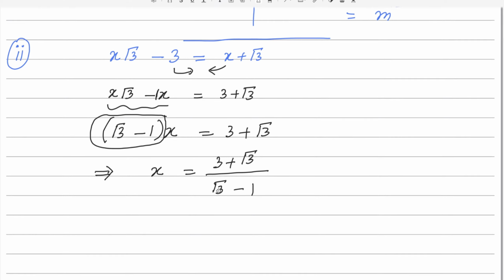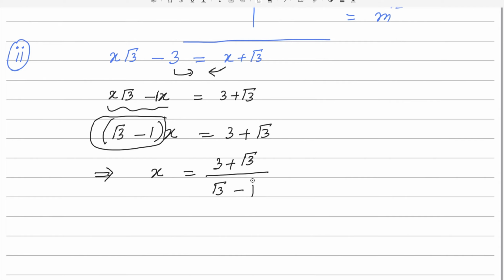Because we don't want a surd in the denominator, whenever a square root is involved in the denominator, we always rationalize such a function. To rationalize this right hand side, you just multiply by its conjugate. That means you just change the sign of this one, whatever the sign is here. It will be square root 3 plus 1. The sign here is minus, so you take plus, and multiply and divide by the same number, so it will be balanced now.